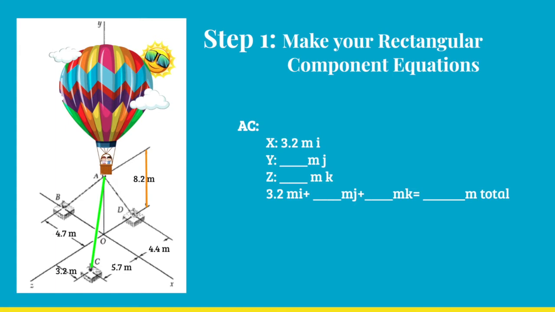As before, we must look at the vertical component to determine the Y value. We can see that as the cable goes from A to C, it goes down 8.2 meters, meaning that the Y component is a negative 8.2 meters and can be substituted into the appropriate areas.